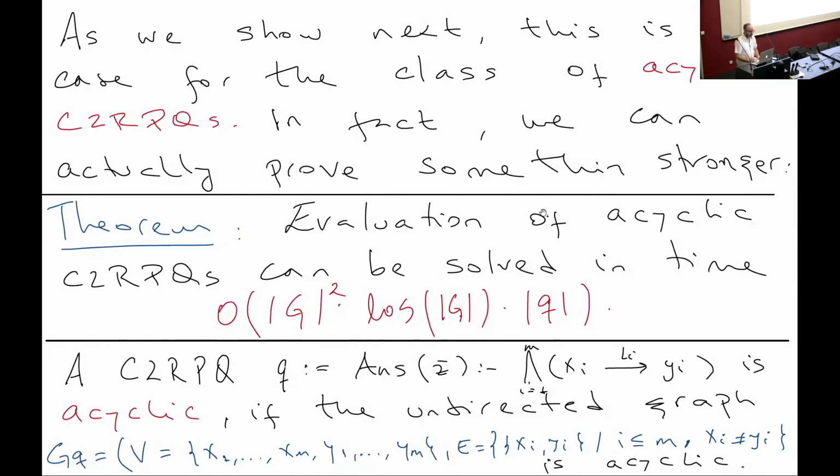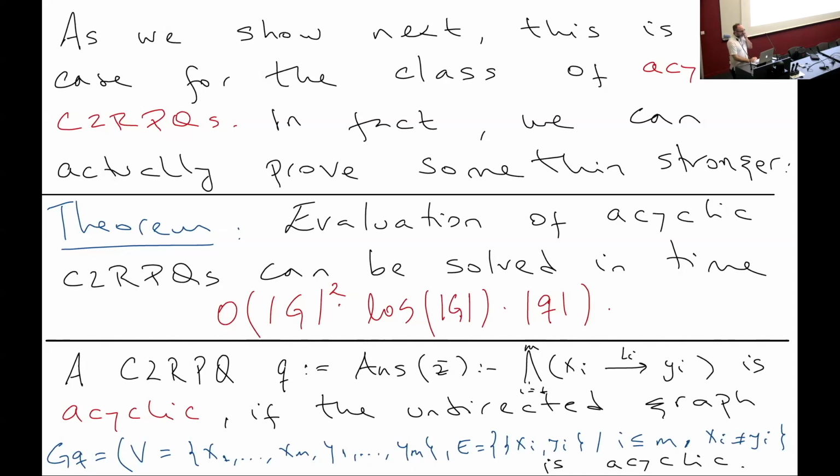In fact, we can prove something stronger for acyclic C2RPQs. Evaluation of acyclic C2RPQs can be solved in time quadratic in the size of the graph database, times log of the size of the graph database, times the size of the query. What is different here is that we have got rid of the size of the query in the exponent of the graph database. It will only depend on the size of the query here, and this is small, so this can be hidden in this big O.